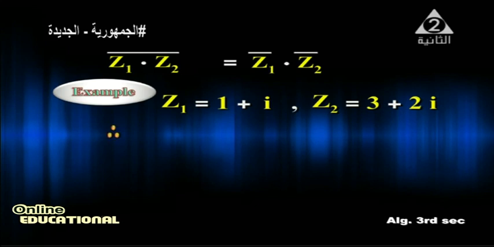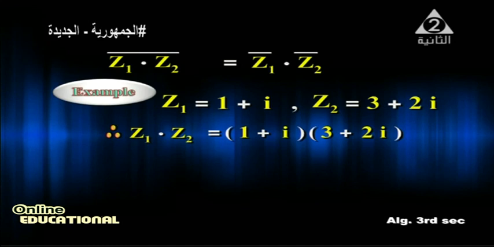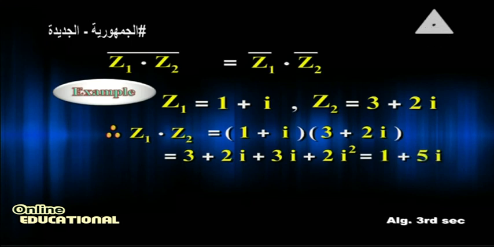z2 equals 3 plus 2i. What is the product z1 z2? 1 plus i multiplied by 3 plus 2i: first times first, second times second, mean times mean, extreme times extreme. After collecting like terms, the answer is 1 plus 5i.